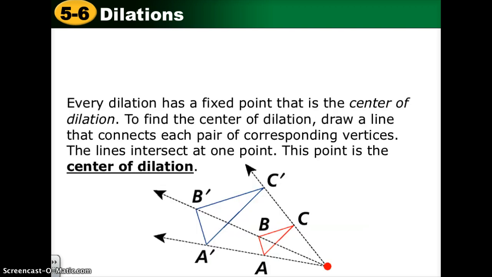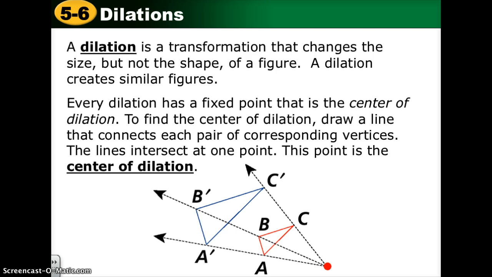Every dilation has a fixed point that is the center of dilation. To find the center of dilation, draw a line that connects each pair of corresponding vertices. The lines intersect at one point. This point is the center of dilation. You don't need to worry about this. For the purposes that we'll be using, the center of dilation will always be the origin, which means we can use the values as they are.